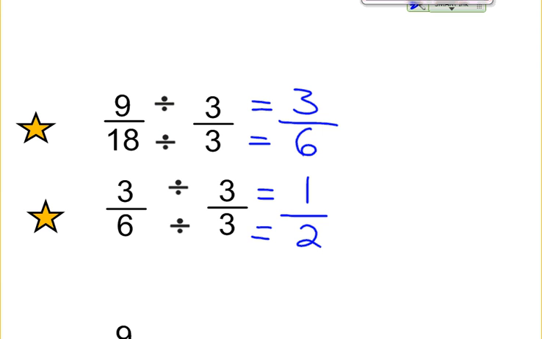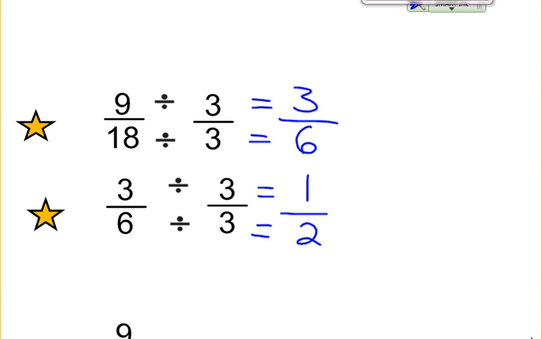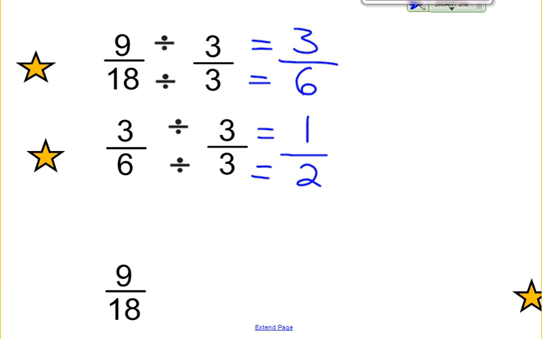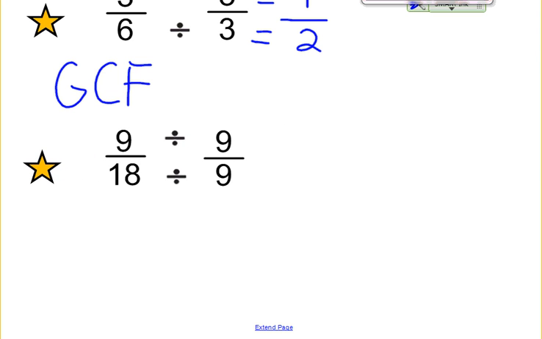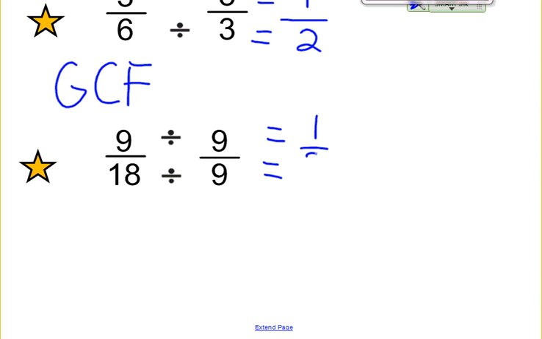Now some of you might be saying, wait a minute, I knew it was 1/2 from the start. I recognized that. You recognize that because you understand the relationship of halves. You also recognize that because you understand what the greatest common factor is between 9 and 18. You realize that 9 is the greatest common factor because 9 is half of 18. And so 9 divided by 9 is going to give us our 1, where 18 divided by 9 is going to give us the 2.